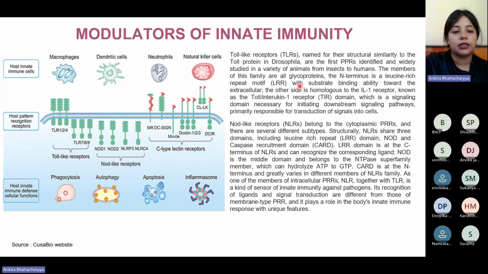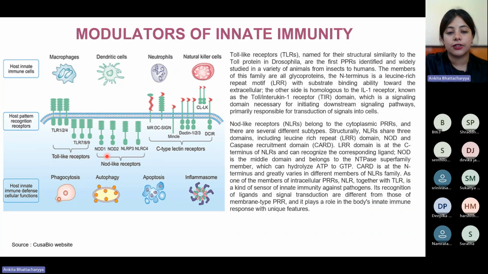These TLRs, or toll-like receptors, are all glycoproteins, and the N-terminus has a leucine-rich repeat motif with substrate binding ability towards the outer side. The other side is homologous to the IL-1 receptor. This is not relevant. The major reason for them to be transmembrane is that they are able to bind pathogens or pathogen surface molecules on the extracellular side, and through their intracellular domains, they are able to convey that signal downstream. So that is the way in which it works.